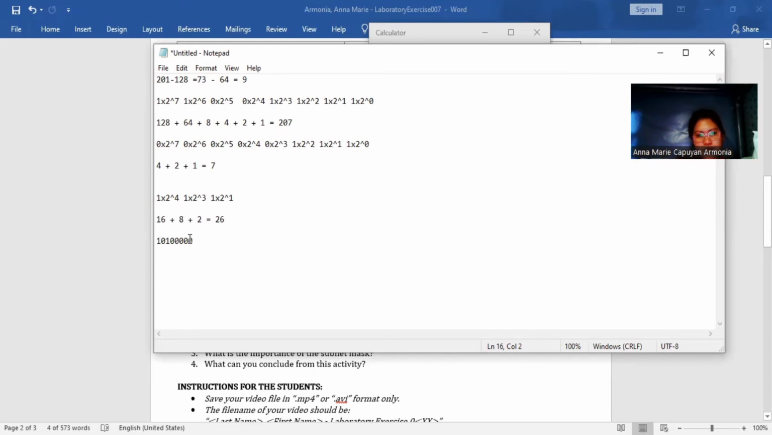Again, let's focus on 0, 1, 2, 3, 4. So 5, 3, 6, 7. So times 2 to the power of 7. Let's delete the zeros. Okay. 128 plus 5. Yes. It's just there.